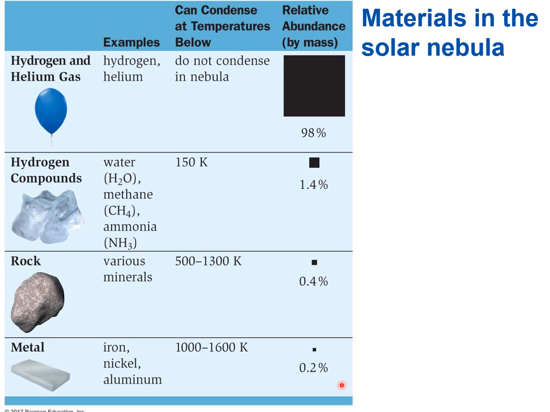What I want you to remember, I'll show this diagram on the next slide, is that hydrogen and helium gas made up most of the solar nebula, followed by hydrogen compounds, and to the smallest extent, rocks and metals. All right, let's go to the next slide.